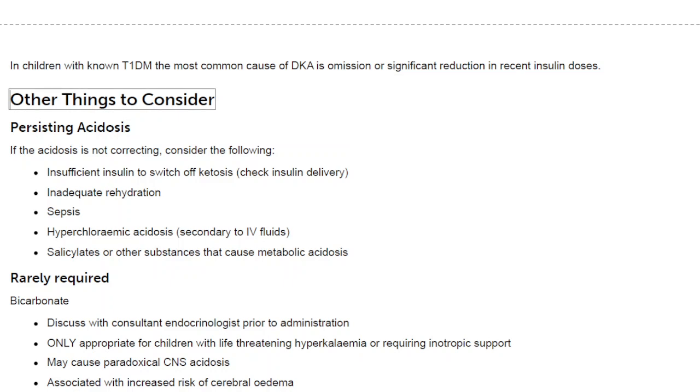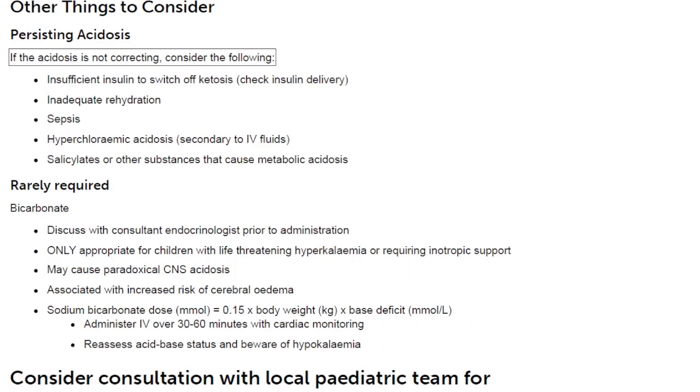Other things to consider. Persisting acidosis. If the acidosis is not correcting, consider the following. Insufficient insulin to switch off ketosis, check insulin delivery. Inadequate rehydration. Sepsis. Hyperchloremic acidosis, secondary to fluids. Salicylates or other substances that cause metabolic acidosis.